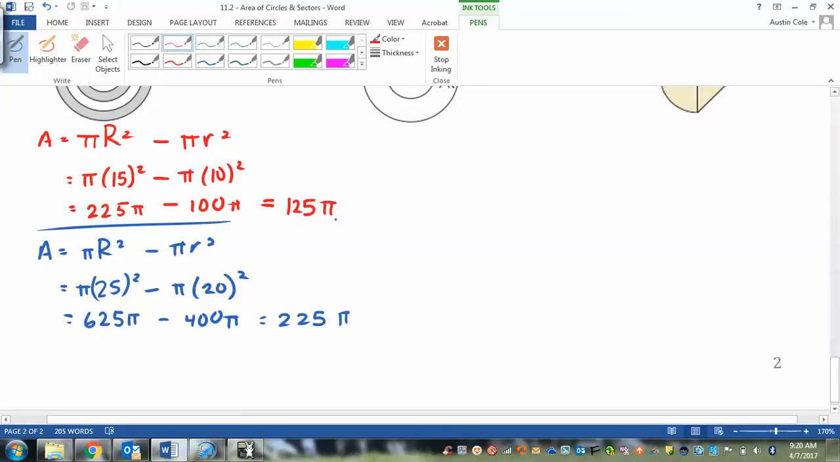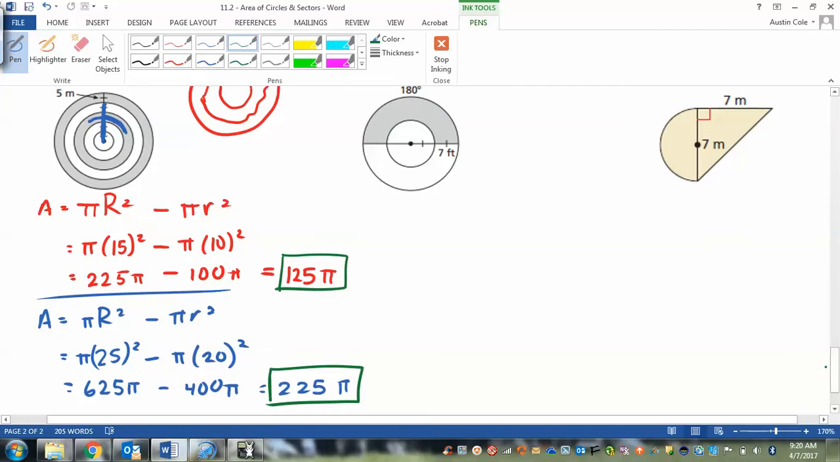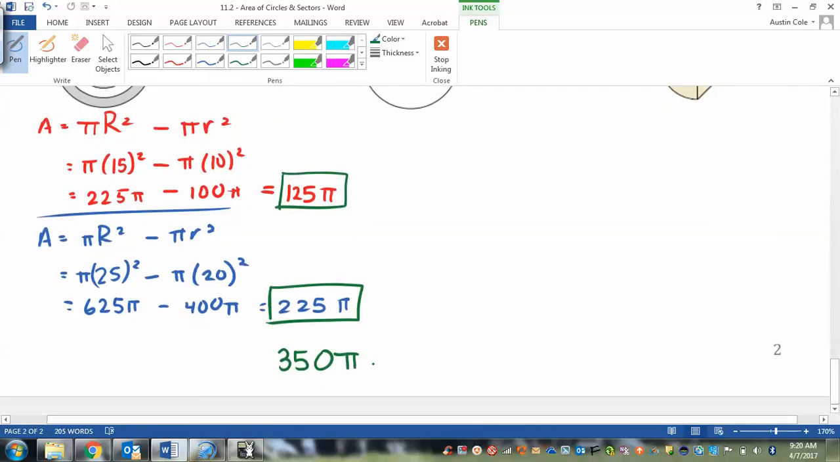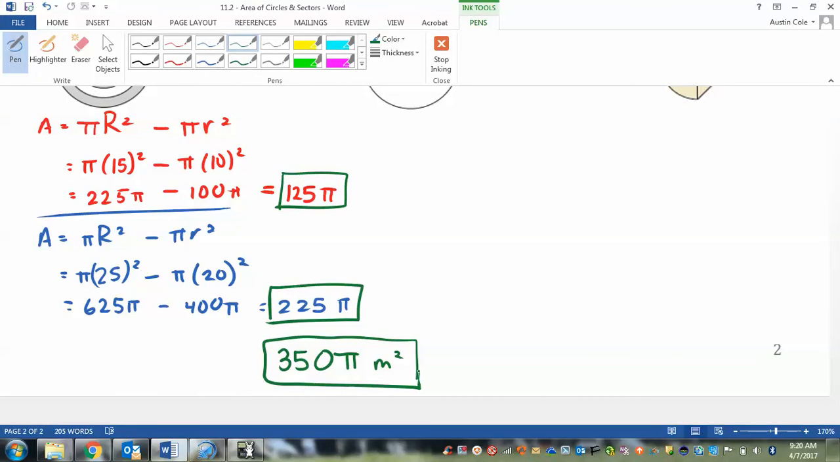Well, this is the area of the smaller ring. This is the area of the bigger ring. We better add them together. I think that gives me 350 pi. Do we have a label? Meters. I do. Square meters. That would be our exact answer. If you wanted a decimal, multiply 350 times pi. Guys, there's one just like that in our homework.